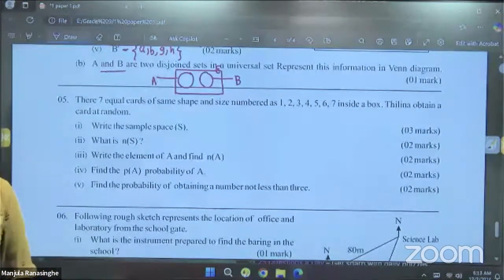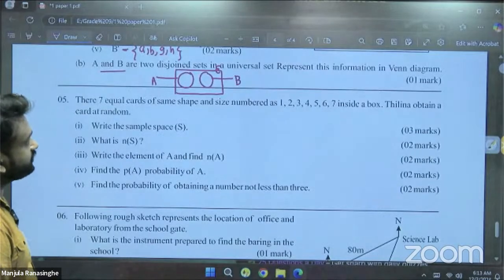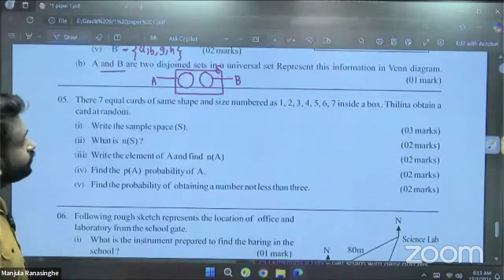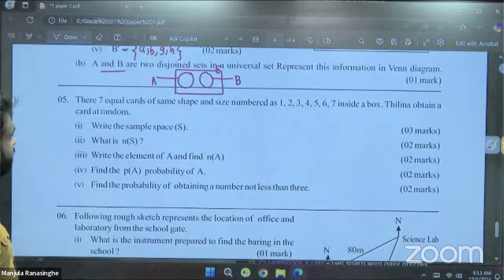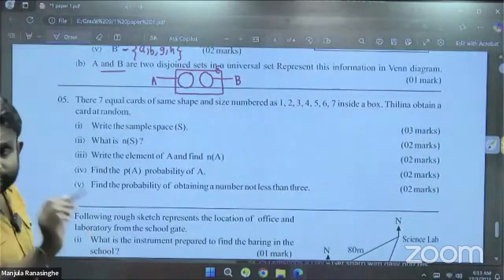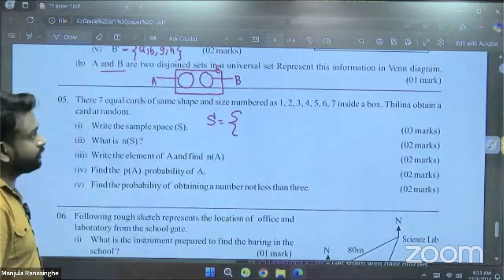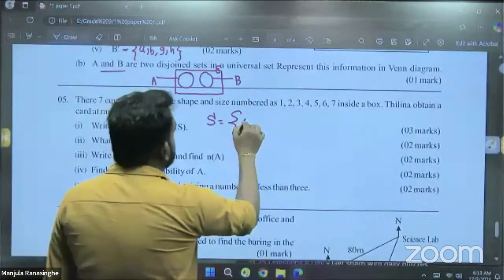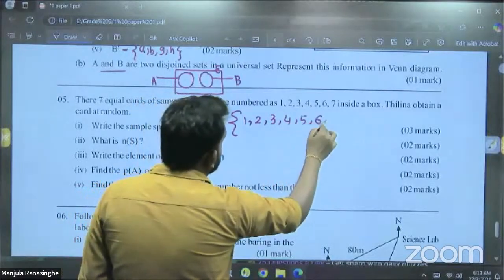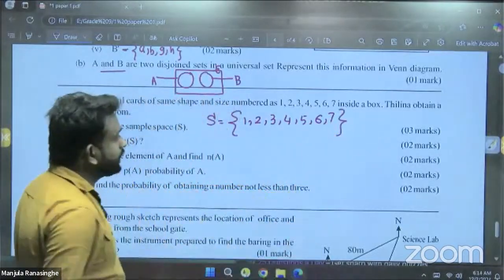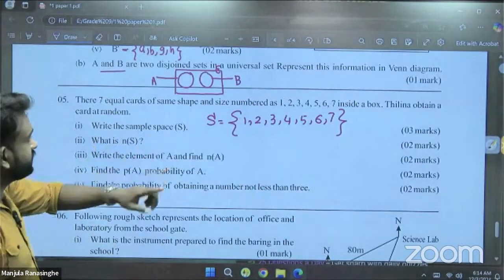Look carefully at question 5. There are 7 equal cards of the same shape and size, numbered 1, 2, 3, 4, 5, 6, 7, inside a box. Tirina obtains a card at random. Write the sample space. Sample space means all the possible results. So this is the sample space. It is a set: 1, 2, 3, 4, 5, 6, 7.